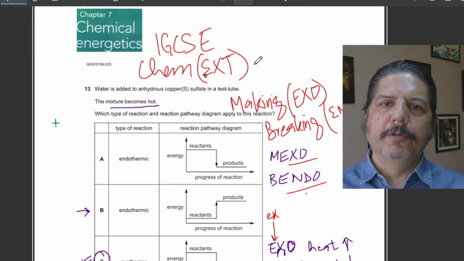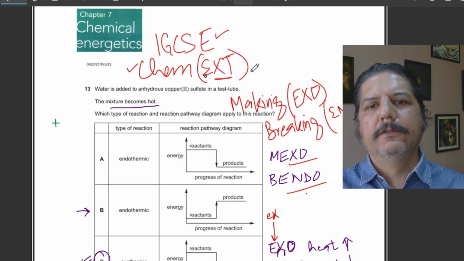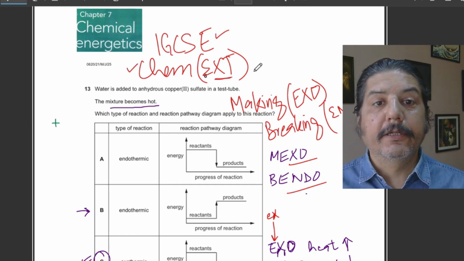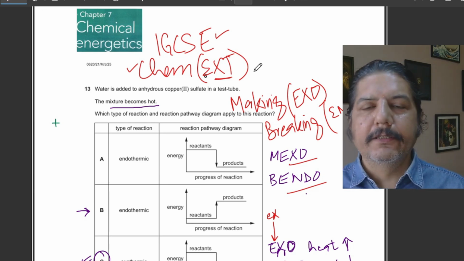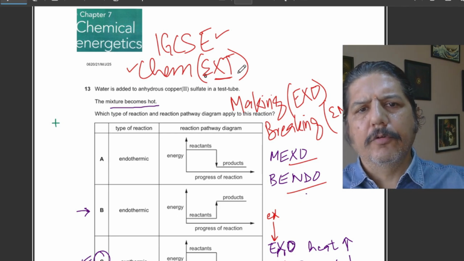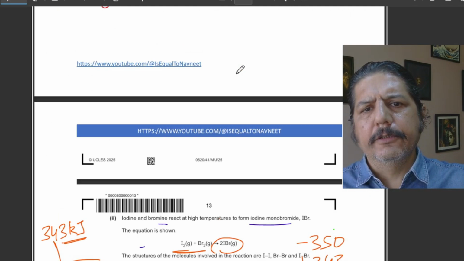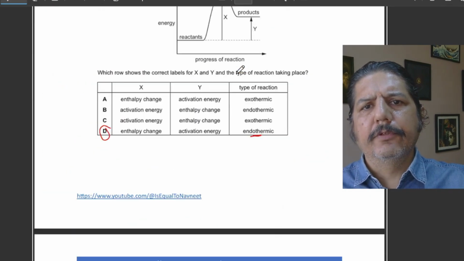In this lecture, we'll be doing IGCSE Chemistry Extended. We'll be doing the chapter Chemical Energetics. What I've done in this lecture is I've taken the past papers. Mostly these questions are from 2025 board papers. So there's a list of around 20 to 25 questions that I've taken.